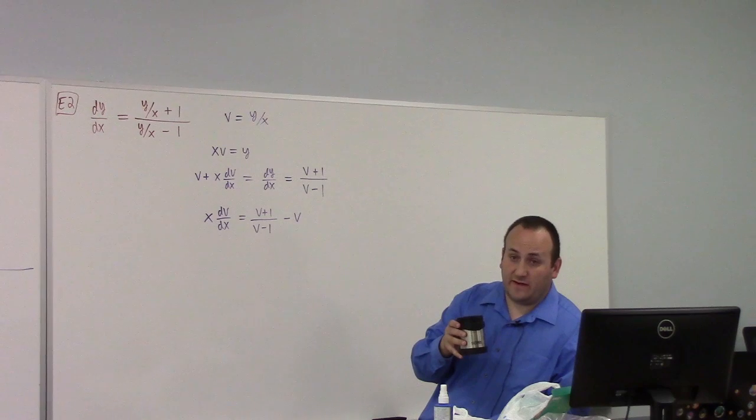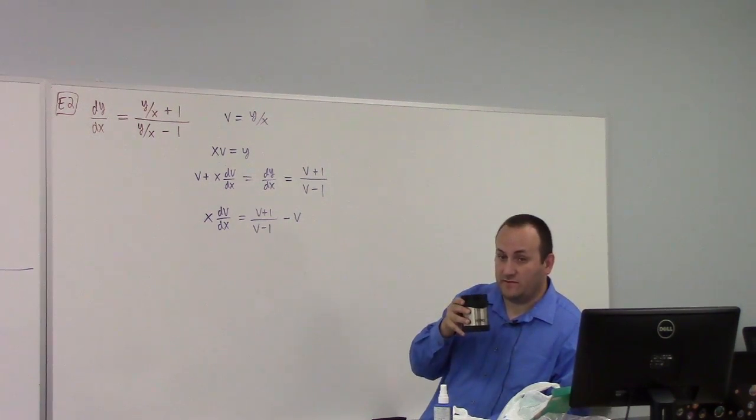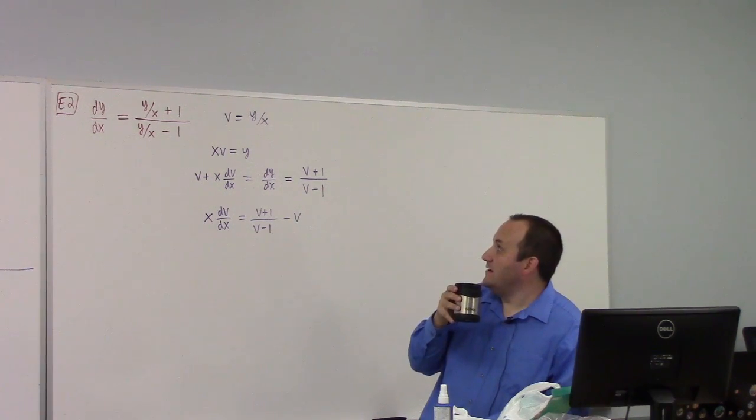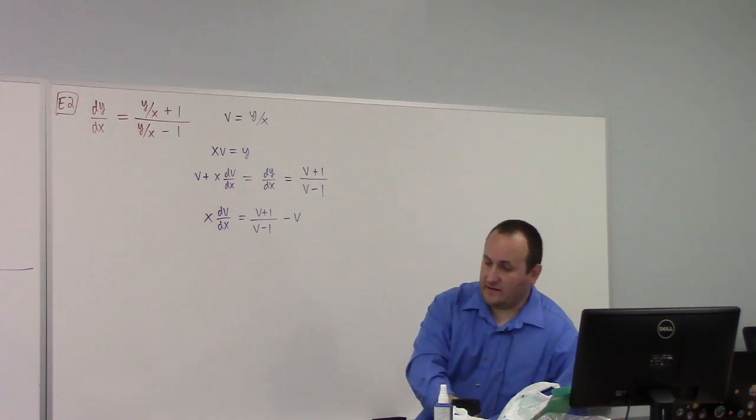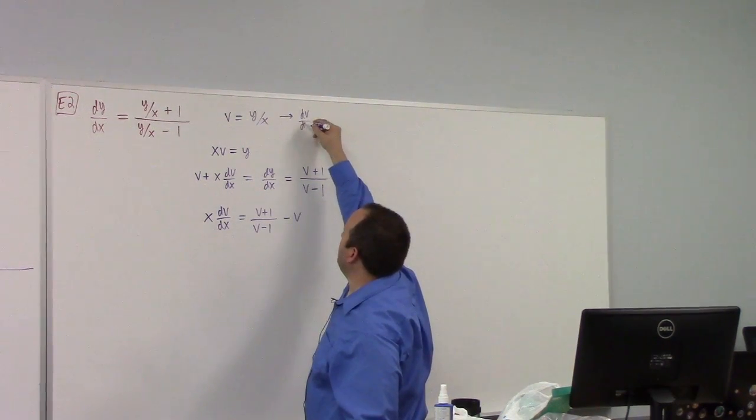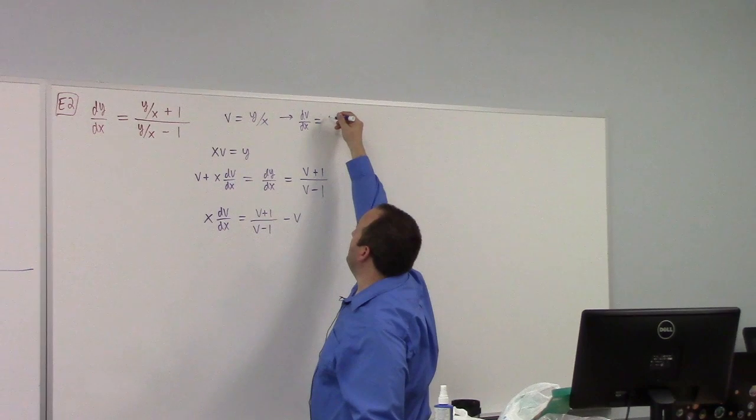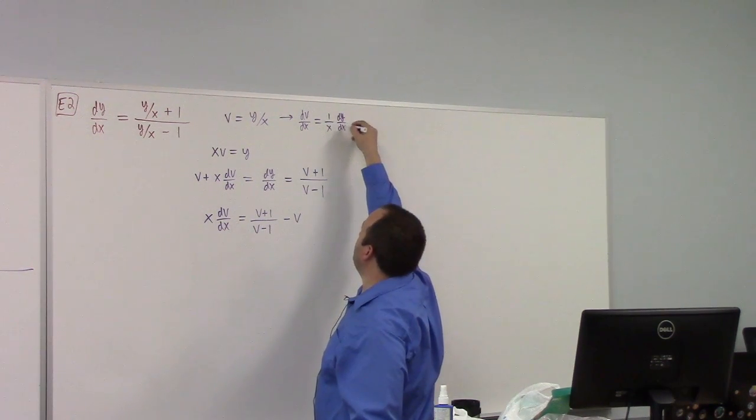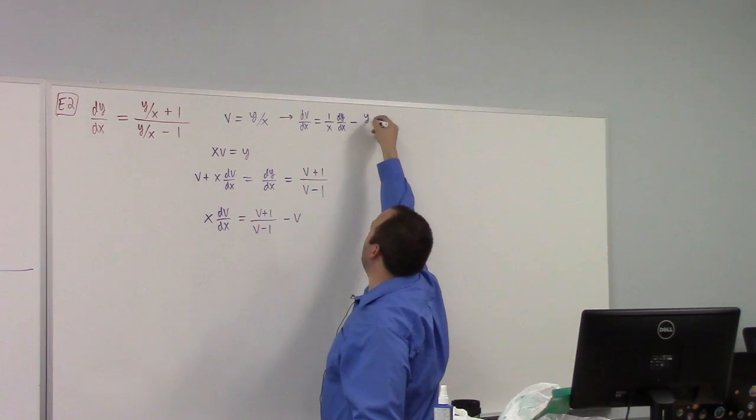It doesn't really matter how you do the algebra. If you do it correctly, you'll eventually get yourself to the same differential equation I get to. Whether or not you do this, if you differentiate this directly, what would this give us? It gives us dv/dx equals 1 over x dy/dx, minus y over x squared.